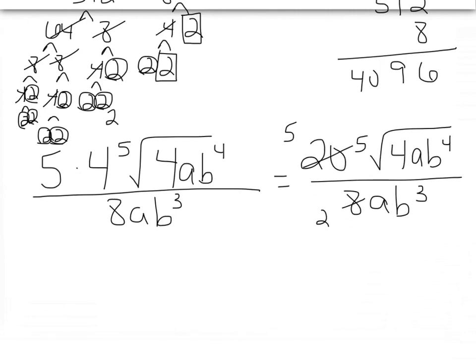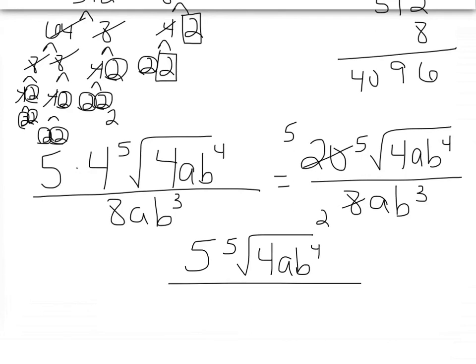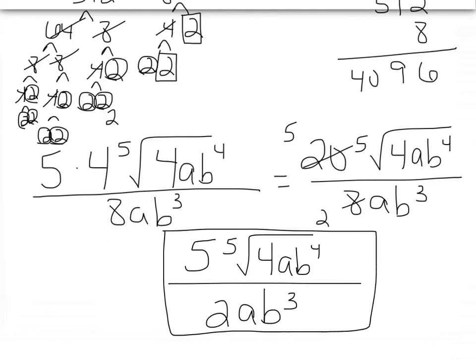Anyway. Okay, so you're left with 5 times the fifth root of 4ab to the fourth, all over 2ab cubed. And that is your final answer.